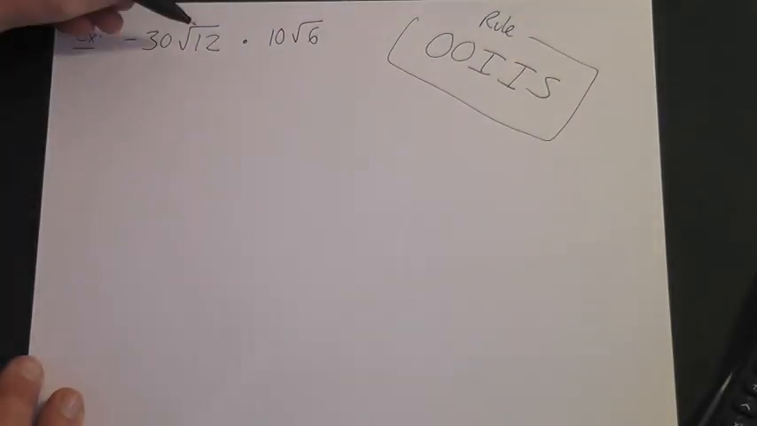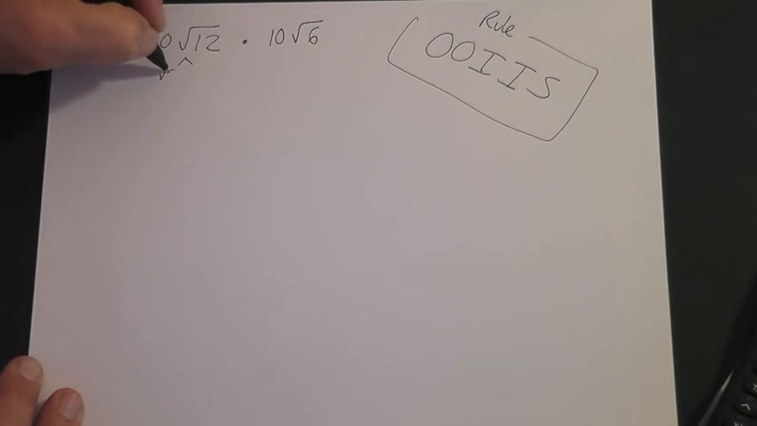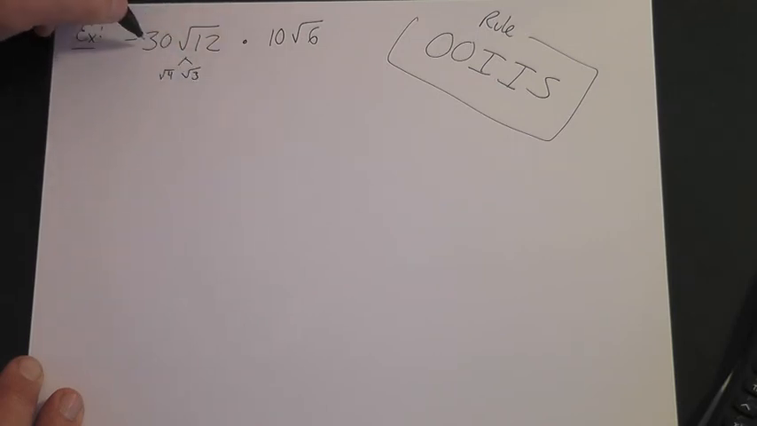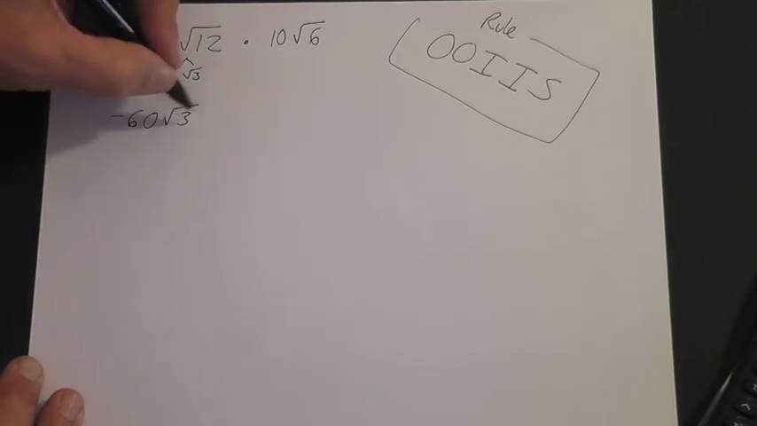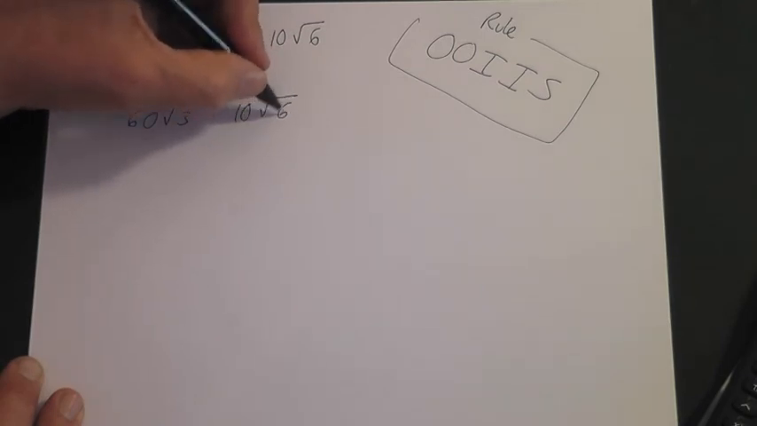Let's look at that problem just again, just for a second. We had minus 3 root 12 times 10 root 6. And the rule is, of course, OOIIS. What we could have done is we could have simplified the square root of 12 first, right? Square root of 12 is square root of 4, square root of 3. That's minus 30 times 2, so that's minus 60 square root of 3 times 10 square root of 6.